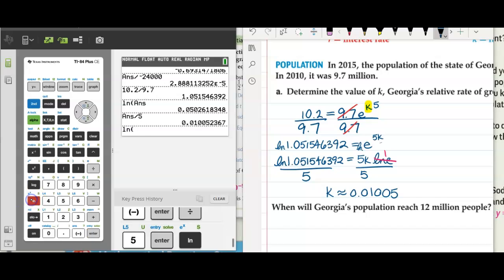Now let me show you what happens if I were to have rounded that. If I take the natural log of 1.05, let's say I rounded to 1.05, and then I divided that answer by 5. Do you see how I get a different number? Granted, to the nearest hundredth, they would both round to 0.01, but there is a rounding error that you would pick up if you don't try to keep as many decimal places as possible.